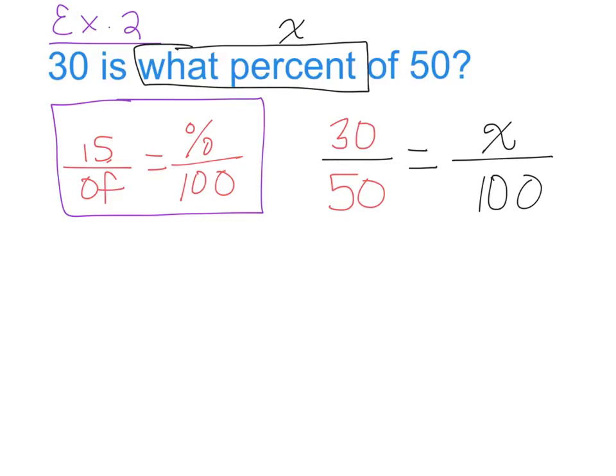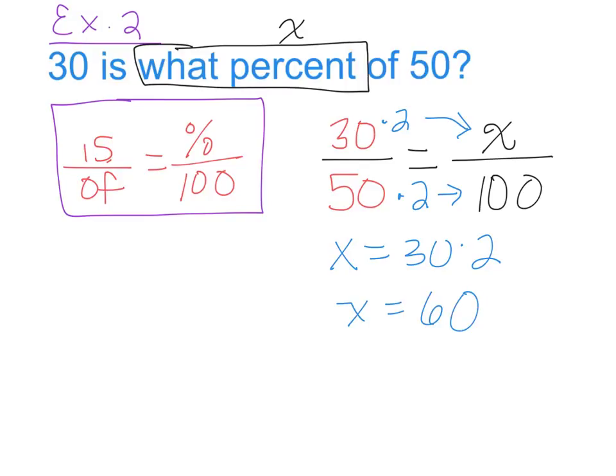Now I have a proportion here that I can solve. And that should be fairly easy. I don't need to do cross products because I know 50 times 2 is 100. So 30 times 2 should give me x. So that means x equals 30 times 2. So that's 60. And the question was percent. So this is 60%. Okay. So if you had 30 out of 50, that would be 60%.